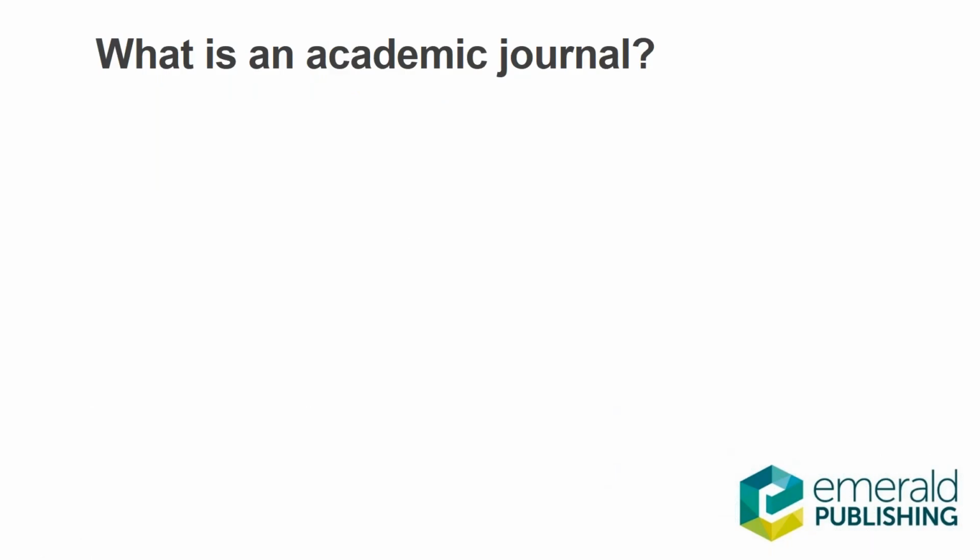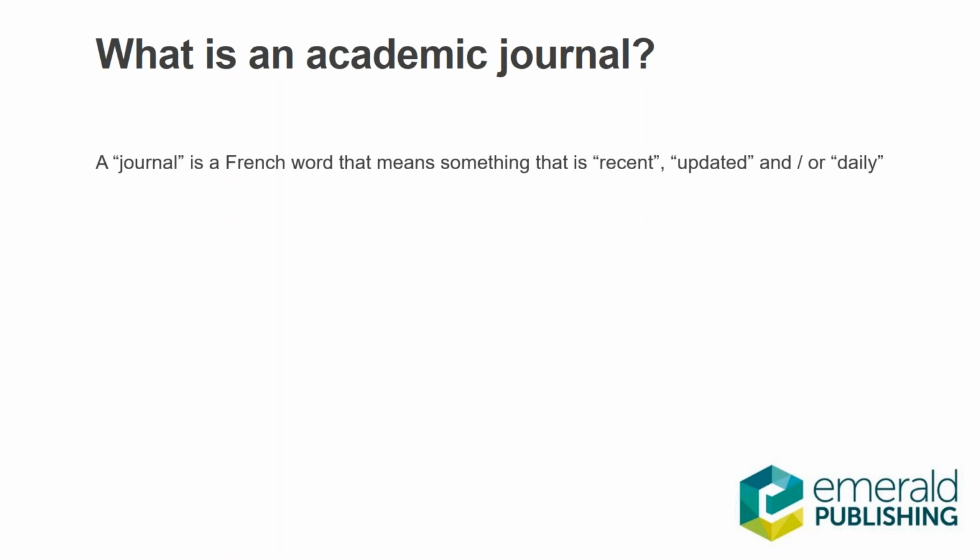Now, defining what an academic journal is. Journal is a French word which means something that is recent, updated, and daily. Now, surprisingly, there is no journal in the world that is issuing a volume on a daily basis. Then why are we calling a journal something which is daily? Daily means recent. It means cutting edge research which is published on a frequent basis.